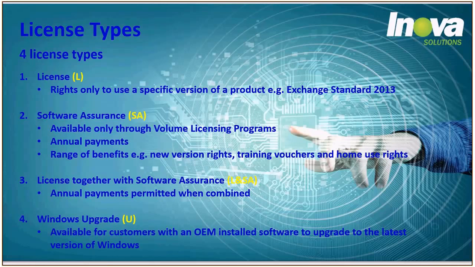And the next license is an upgrade license for Windows. As I explained earlier with the OEM software, when the Windows OS is installed, you can actually purchase an upgrade through the volume license program for that Windows computer. And that will allow you to upgrade to the latest version of Windows.